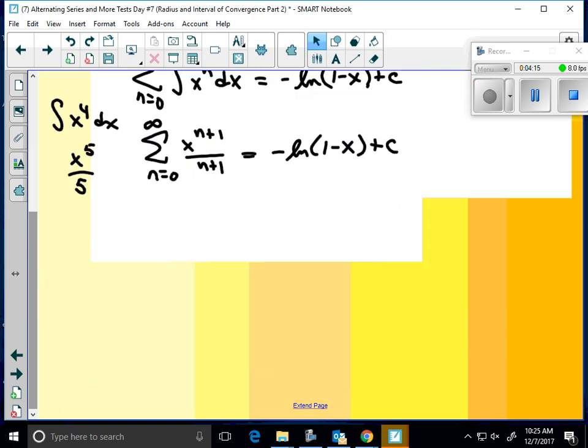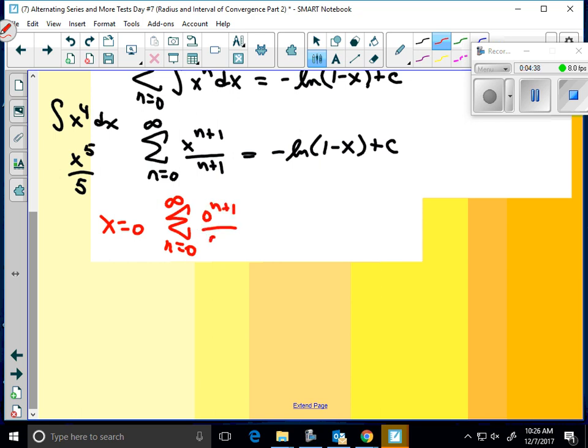Okay, so for a moment, what could we do to find c? What natural log do we know very well? Natural log of what? 1 is what? 0. So what if I made x equal 0? So let's say x equaled 0. Well, this would be the sum from n equals 0 to infinity of 0 to the n plus 1 over n plus 1. And that would equal negative natural log of 1 minus 0 plus c. Well, negative natural log of 1 is the same as natural log of 1, which is 0.